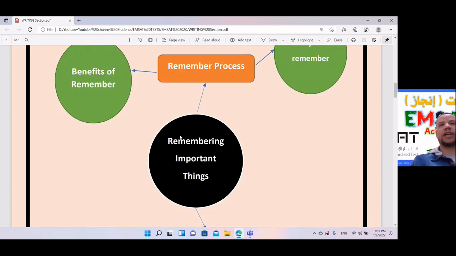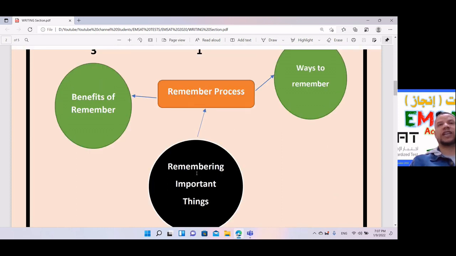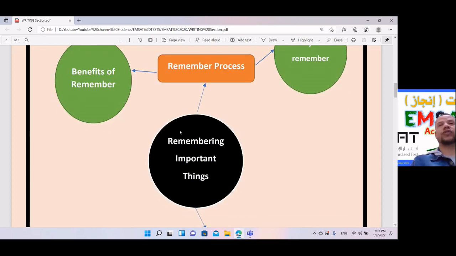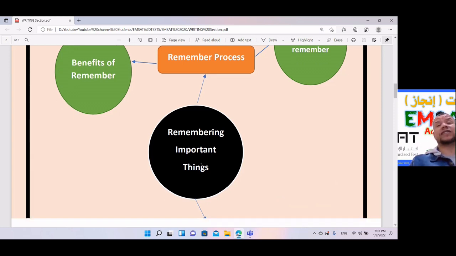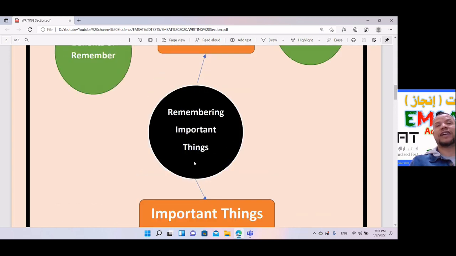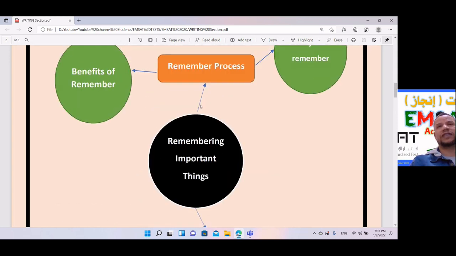The same here: in the middle, the title, remembering important things, and around it what is related. For example, I classify the title into two things. Remembering important things: remembering is a process, and I want to talk about important things, not just things. I did that, so I classify the title into two main points.